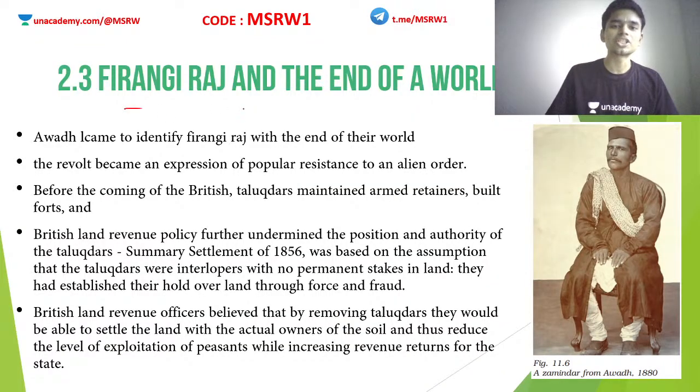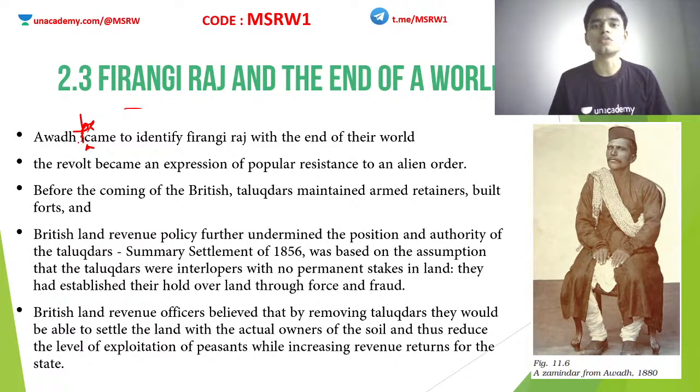Now, the Firangi Raj and the end of the world. Oudh came to be identified as Firangi Raj with the end of the world. Once again, the people of Oudh thought that British rule would be equal to the end of the world. Firangi Raj means British rule, foreign rule. Firangi means foreigners, so Firangi Raj means foreign rule. People of Oudh began to consider that British rule is going to be the end of the world. Why? Because all their cultures, traditions, beliefs and faiths are going to decline.